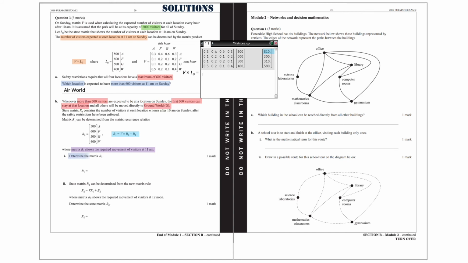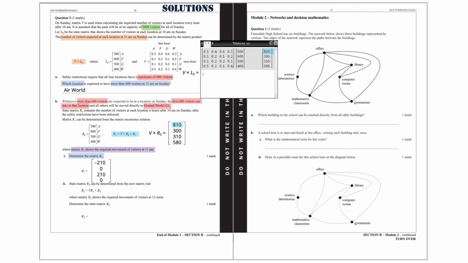Determine the matrix B1. For this, we need to calculate V times R0, which is the same as V times L0. Notice that we need to take 210 visitors from Air World and move them to Ground World. For this reason, the column matrix B1 is negative 210, 0, 210, and 0.